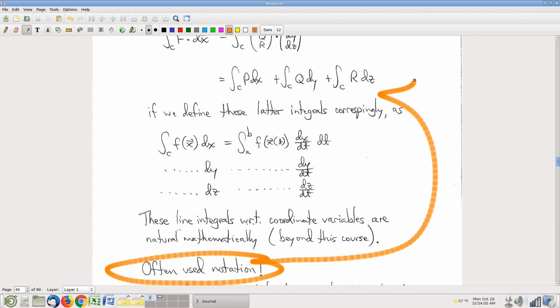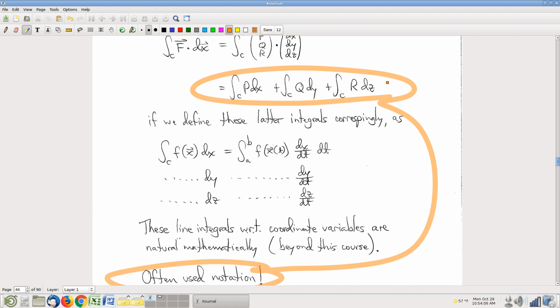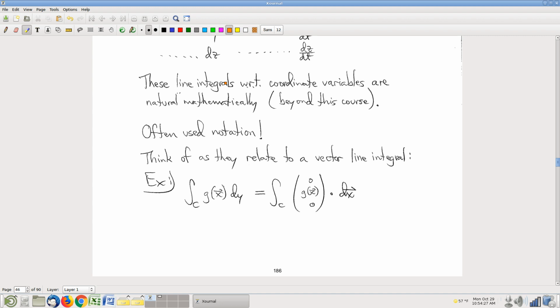You're going to see this notation in other contexts. Other people like it. And just remember, when you see this notation, you can just think, okay, fine, they mean this. So just interpret it as a vector line integral written out sort of one coordinate at a time in the dot product.